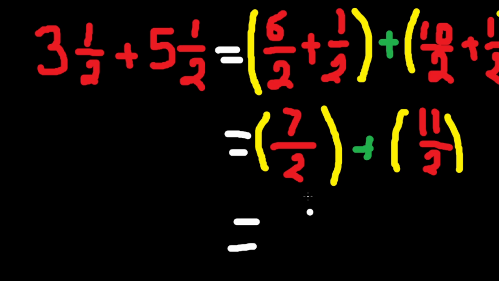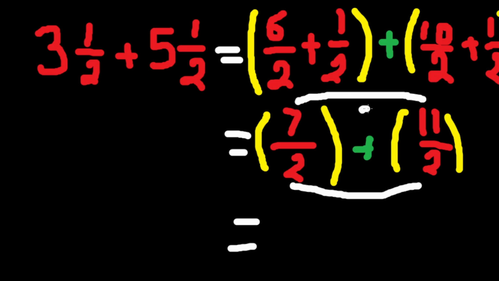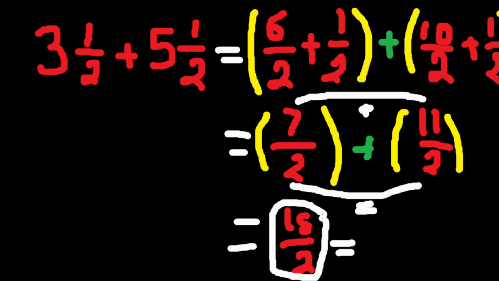And now this is just simple. We already have the same denominator, so lucky us. And then we can add the numerators together, which makes 18/2. Now, if I were you, I would personally simplify the 18/2 into 9, since we learned that 18 divided by 2 is equal to 9.